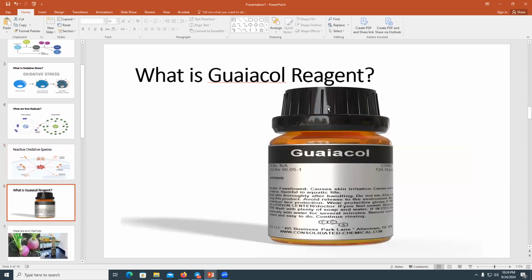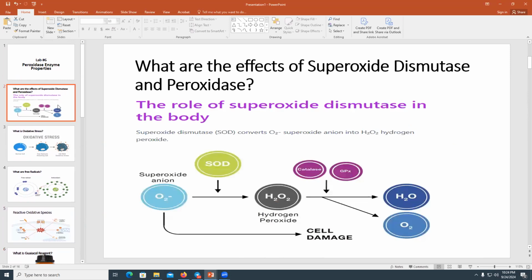So what we're going to do in our lab is use this very important Guaiacol reagent. This Guaiacol reagent is colorless. This is very, very important. What happens here is at the level of the purple, we no longer have superoxide anion. We have hydrogen peroxide. So we have two reactions that will happen. Hydrogen peroxide will react with peroxidase, and peroxidase will oxidize hydrogen peroxide to give us oxygen and water.